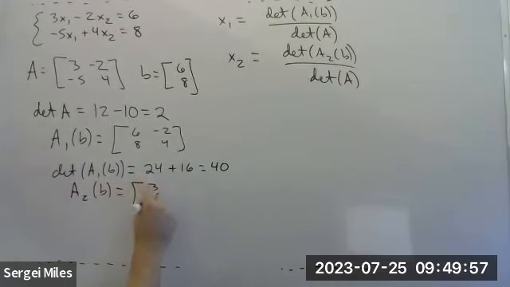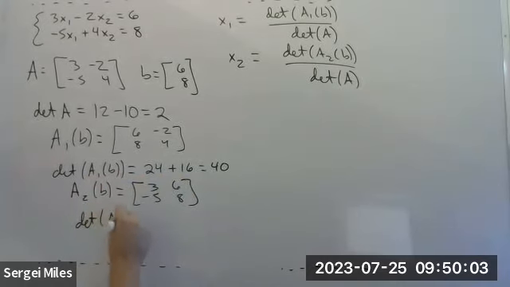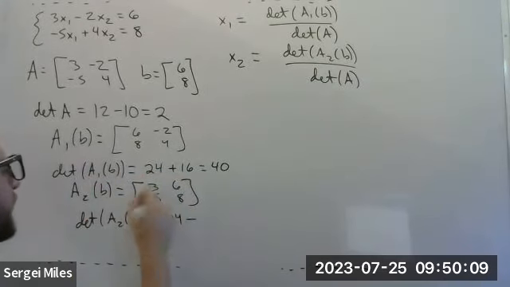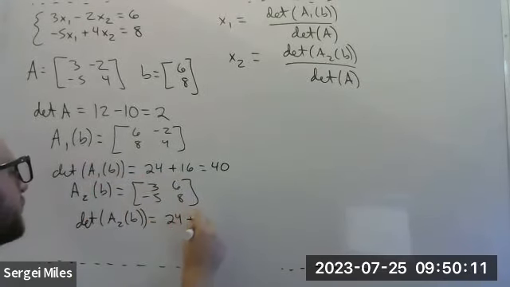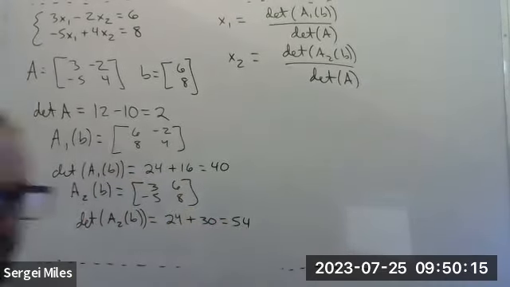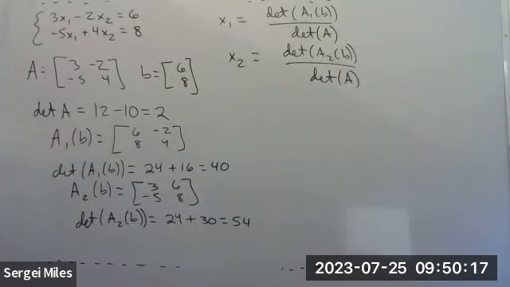A2 of B, now I'm replacing the second column with B. Again, we'll do our calculation. The determinant of A2 of B is equal to 3 times 8, which is 24, minus, again there's a double negative, so plus 30. We get 54. So long story short, what then is our final answer? We've done all the work we need to solve this.